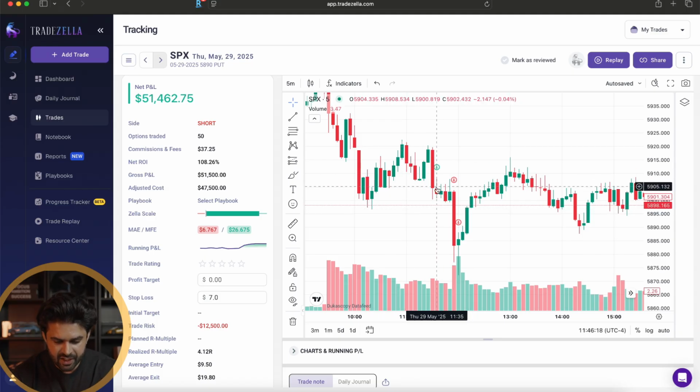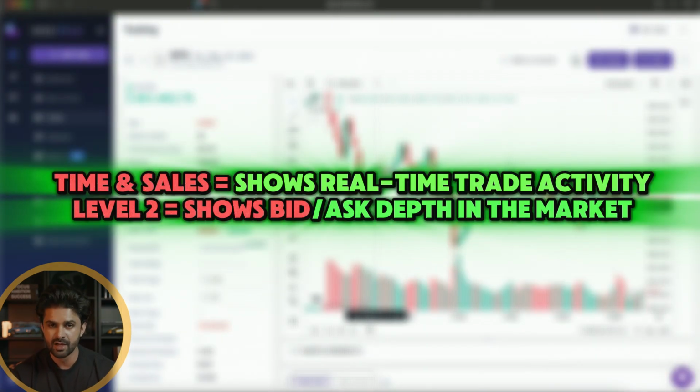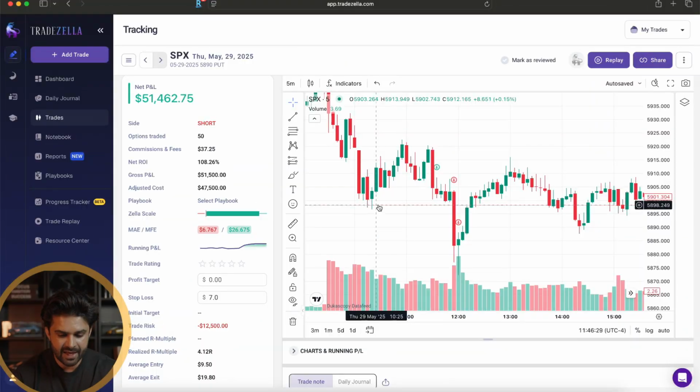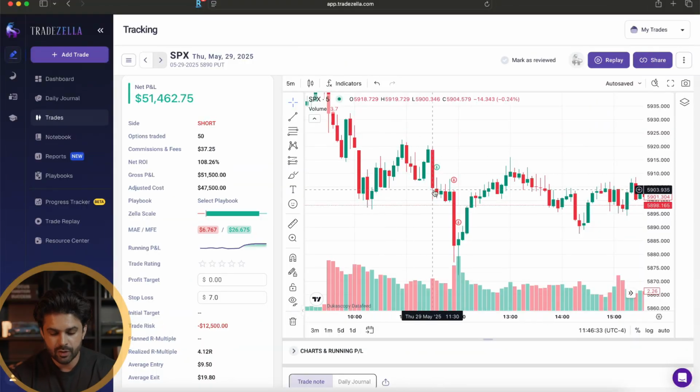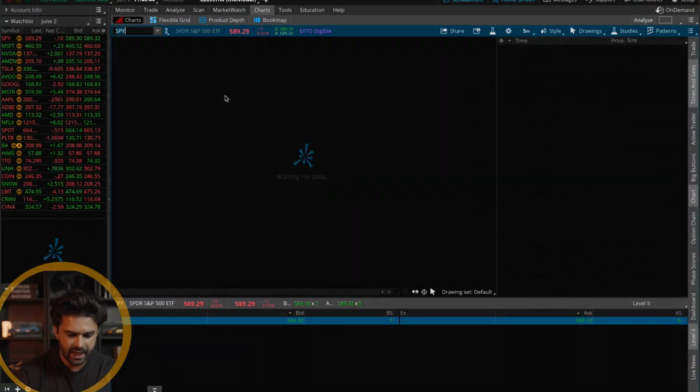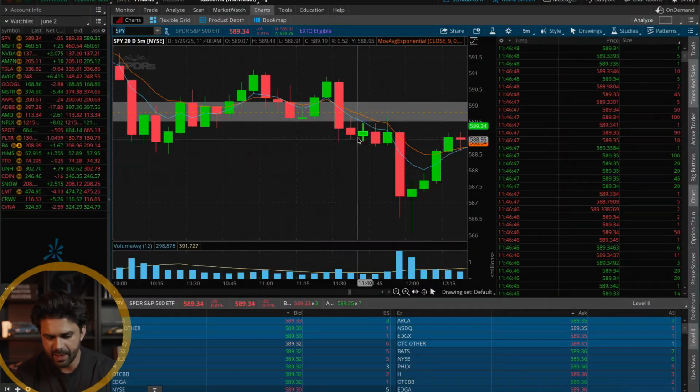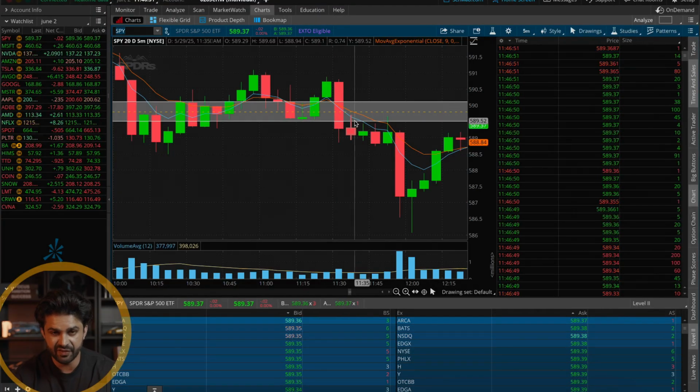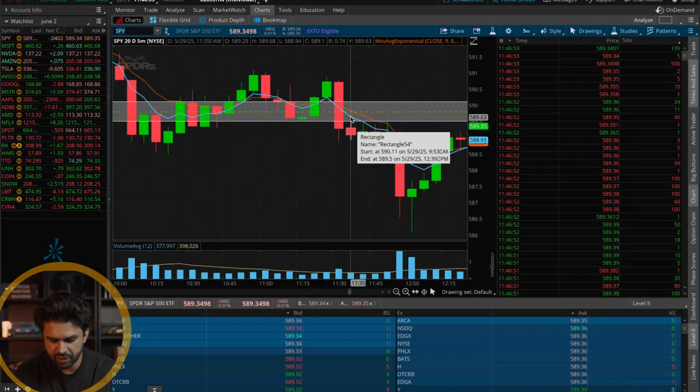So if you guys see here, we consolidated for a bit. There was a tug of war between buyers and sellers, and this is where the tape comes into play, which is level 2 in time and sales. Going into this test, we saw a little bit of an imbalance happening on the tape, leaning more towards the sellers being more aggressive, because every time we pushed above, I'll go over SPY because that's what I was kind of paying attention to, every time we got over this 589.50, sellers came in and they pushed us right back below.